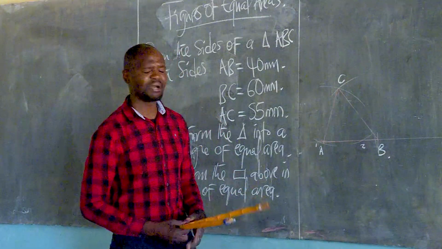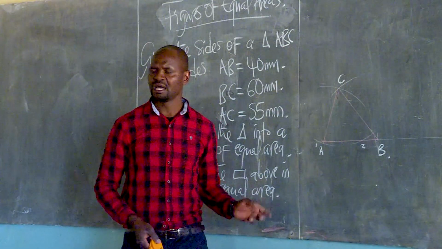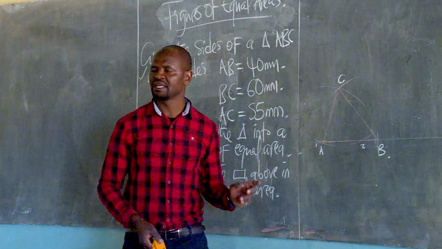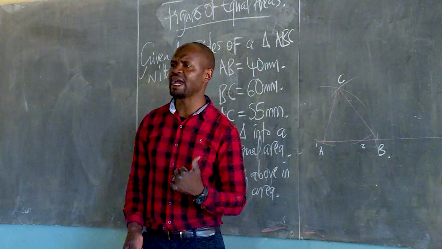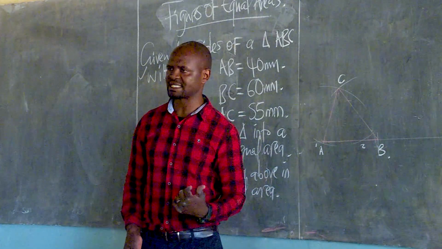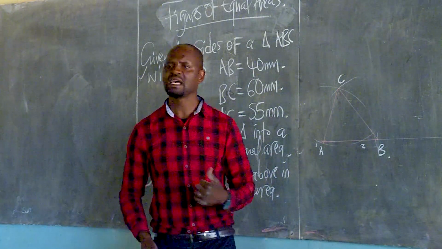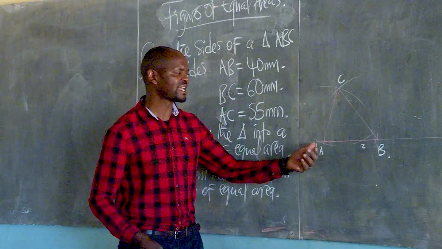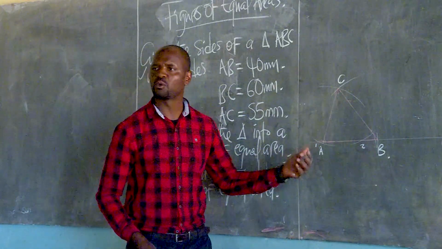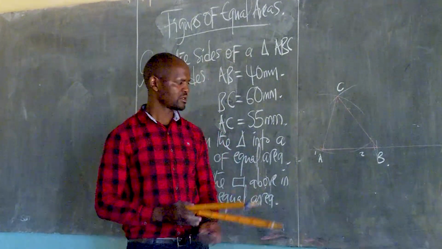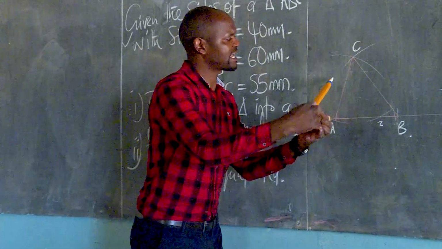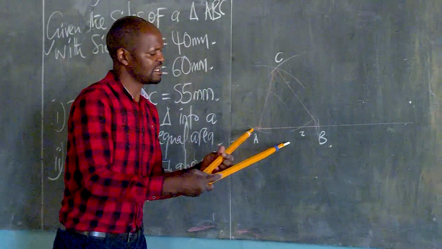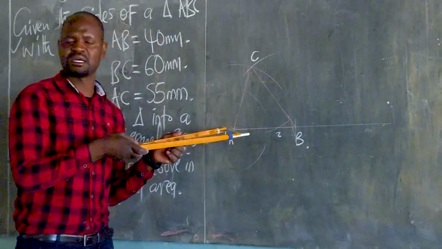Then, what am I supposed to do with these points? I now need to bisect the line. To bisect is simply to cut a line into two equal parts. So for me to bisect, I need to open my compass more than half of line 1, 2. So I can stand here, open it more than half, and strike there and there. Are we together? Yes, sir.